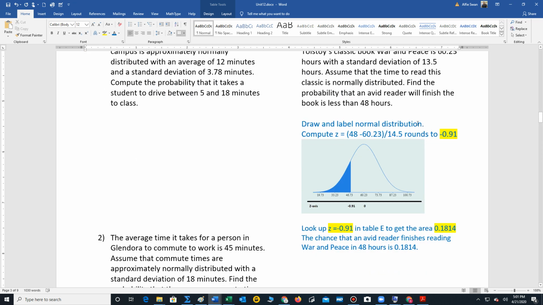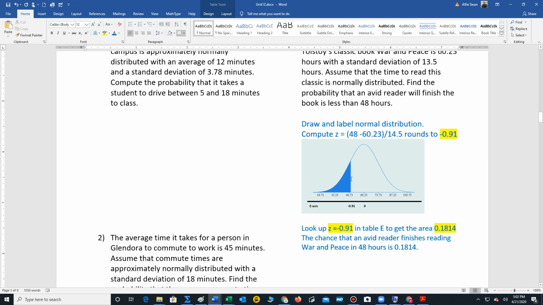Well, draw and label the normal distribution. So we have our normal distribution here. The mean is 60.23. We want less than 48, so 48 is where the edge of this shaded region is located. We calculate z, 48 minus 60.23 divided by 14.5. That's going to round to negative 0.91. So we can see on the z-axis, 48, which isn't written down here, but it's this edge, coincides with negative 0.91.